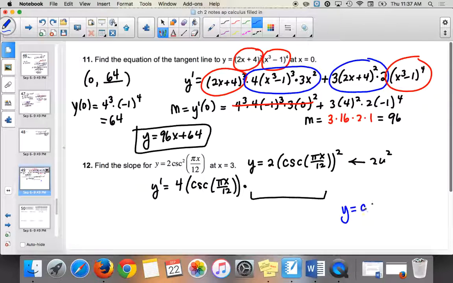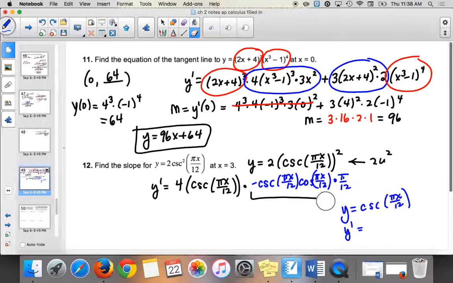You're like, well, what if y was equal to cosecant of pi x over 12? How would I take the derivative? So now it would be in the form cosecant of u. Do you see it? Do you guys remember the derivative of cosecant? Cosecant, cotangent? Close, but there's a negative, right? So it's going to be negative cosecant pi x over 12 times cotangent of pi x over 12 times the chain. What is the derivative of pi x over 12? Pi over 12, right? It's just a coefficient. That's all it is. So that's our derivative of u.